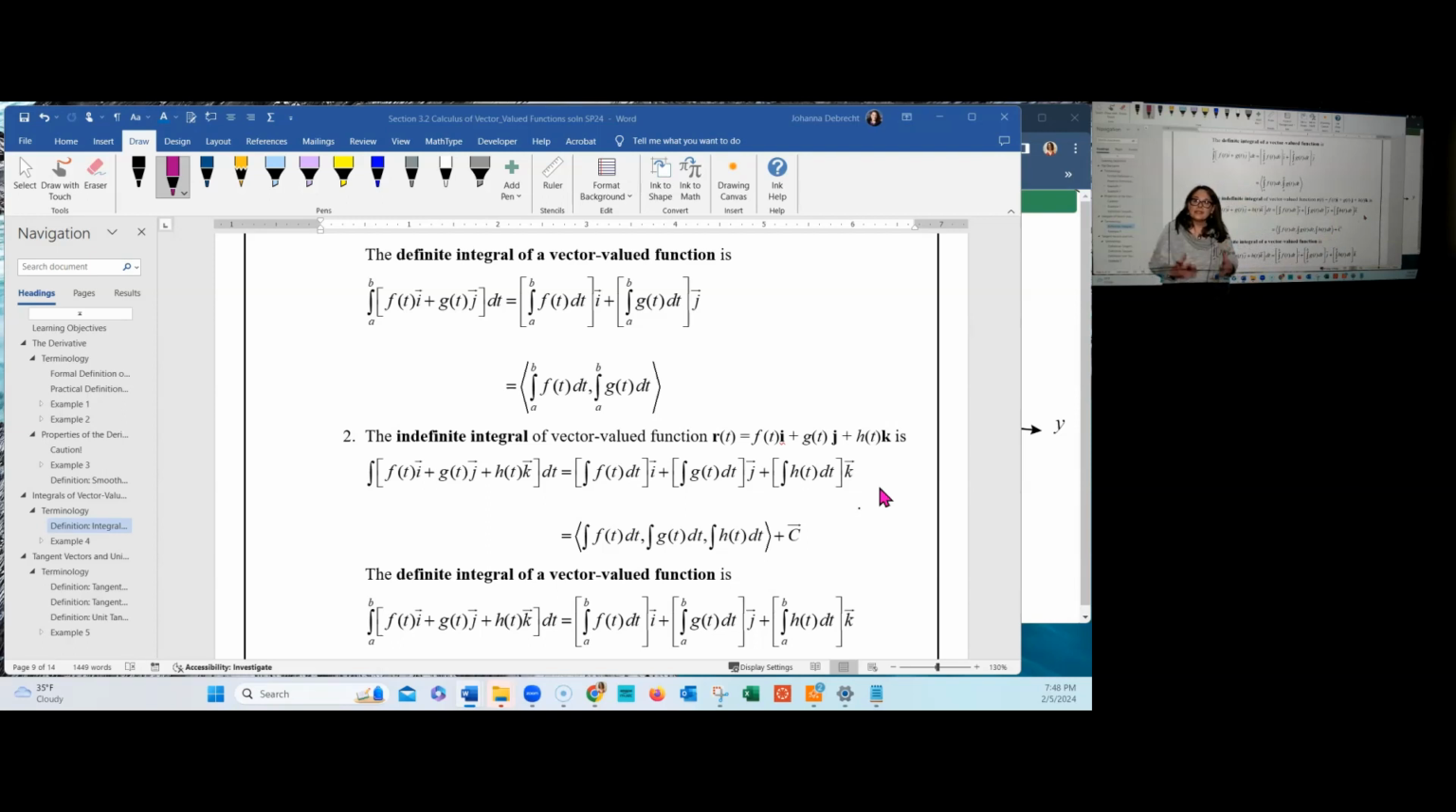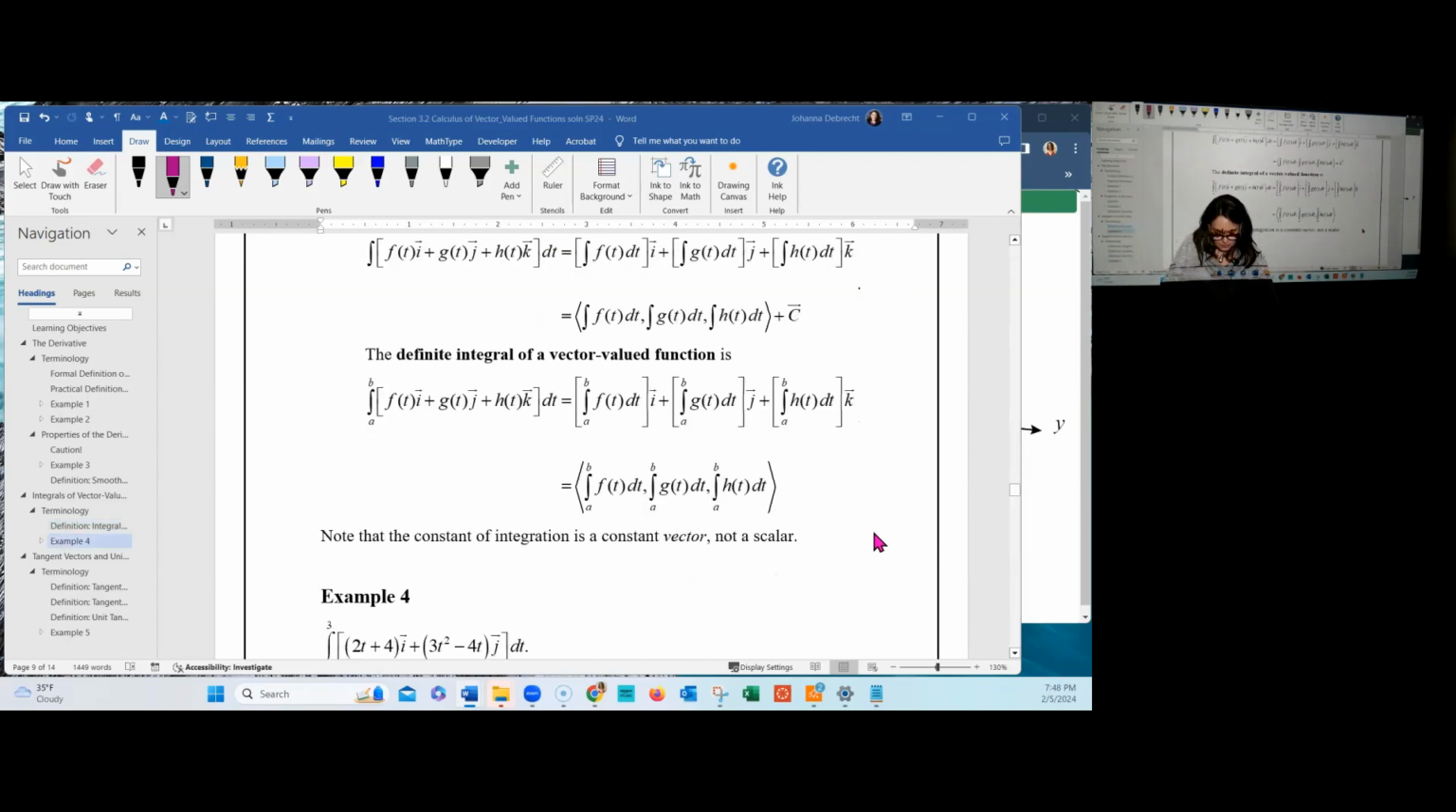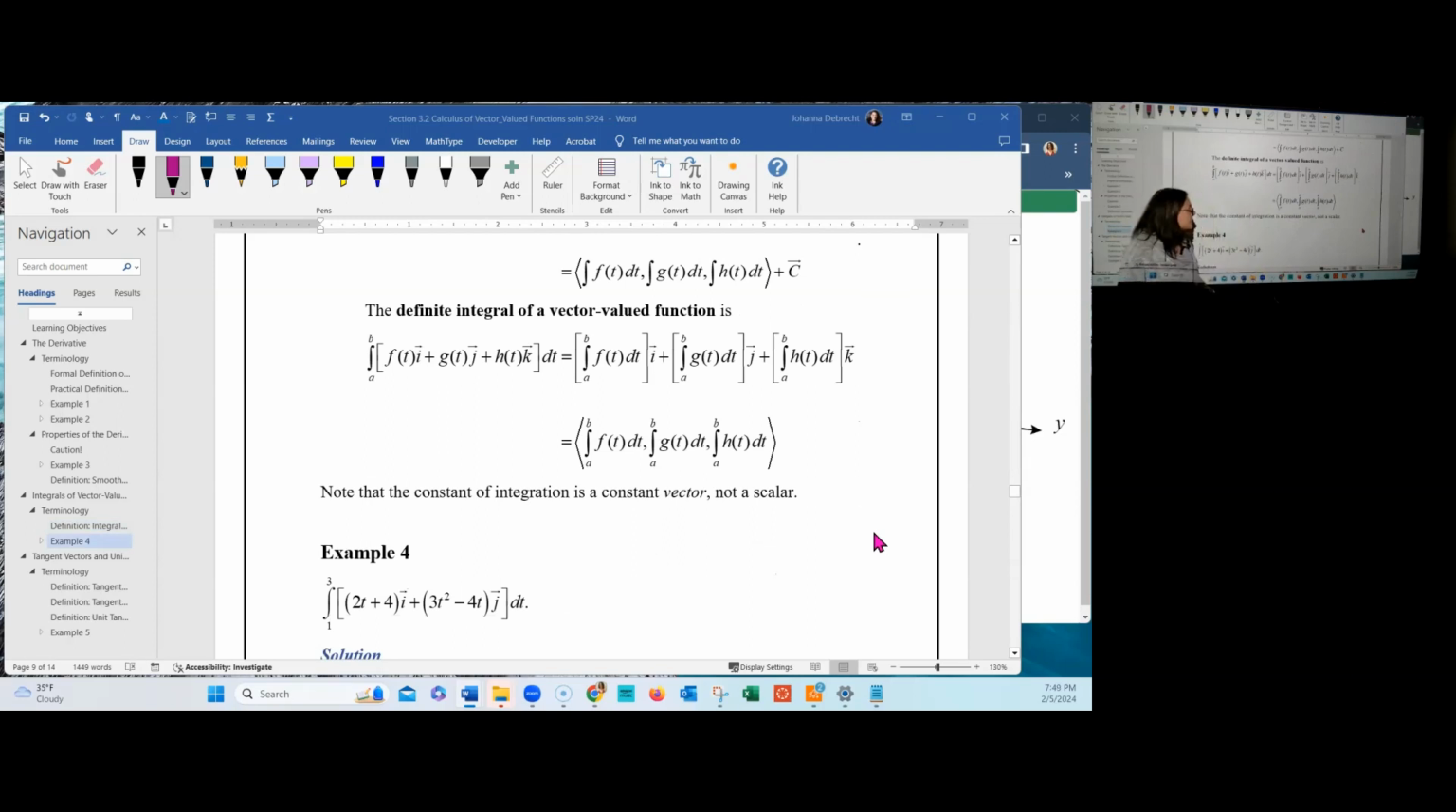Now, what if you want to do a definite integral? If you do a definite integral using the fundamental theorem of calculus, you know that you want to evaluate it at the 2 endpoints, and you don't have that constant vector added on. So to do this, we take the definite integral of f of t, the definite integral of g of t, and leave them in vector form. And this will give us the definite integral of a 2-dimensional vector valued function. And we have a very similar definition down here for the 3-dimensional case, which you can see here.